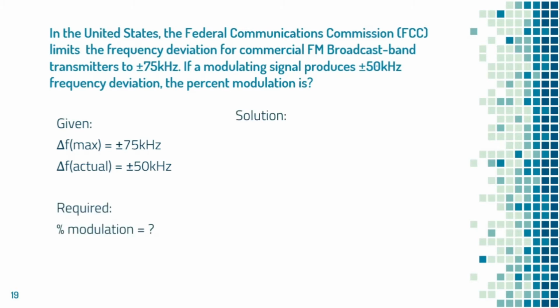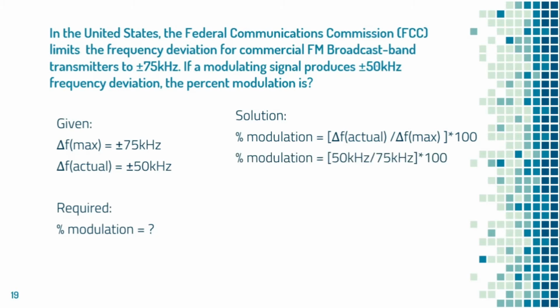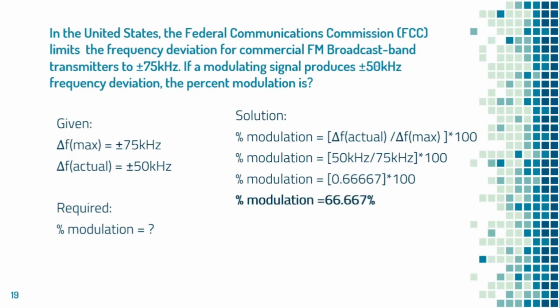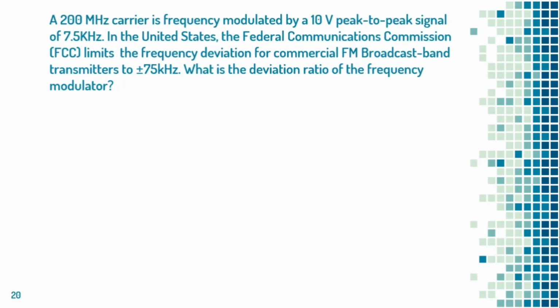Ang required is yung percent modulation, so we use this following formula, which is delta F actual divided by delta F max times 100. So 50 kHz divided by 75 kHz gives us 0.66667. Multiply that by 100 and we get a percent modulation of 66.667%.